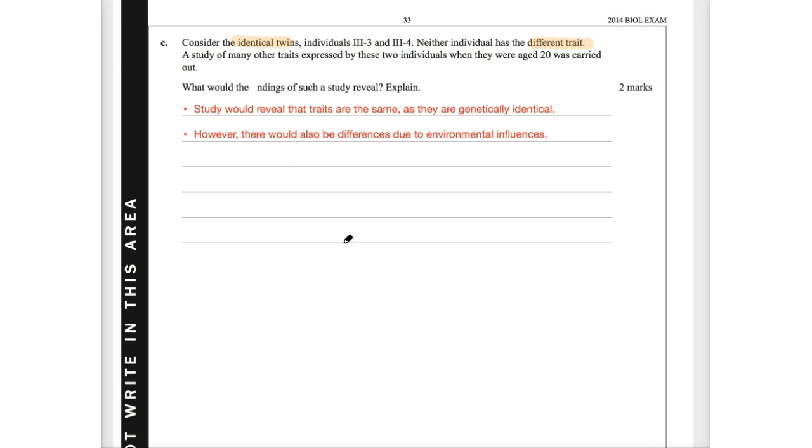When we look at the statistics for this particular question, only 13% got 2 out of 2, which means it's these worded questions, these other contextual questions, that are proving difficult. But again, just think logically. What do we know about identical twins? We know that they are genetically identical. What do we know in terms of the expression of a phenotype or a trait? We know it's due to two things: your genes and the environment. And that's the big thing that this question is looking at.